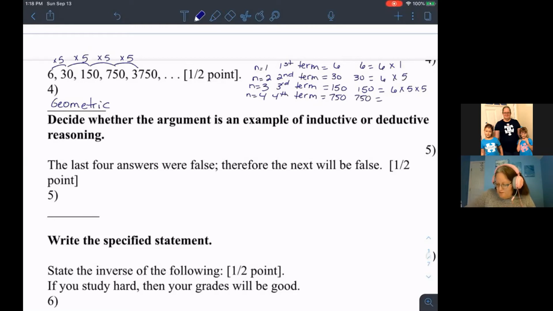750 is going to be equal to 6, our starting number, times our difference, times our difference, times our difference. So the nth term is going to be equal to our starting number, the 6, times, because we're doing geometric, our difference of 5. And that would be n minus 1.